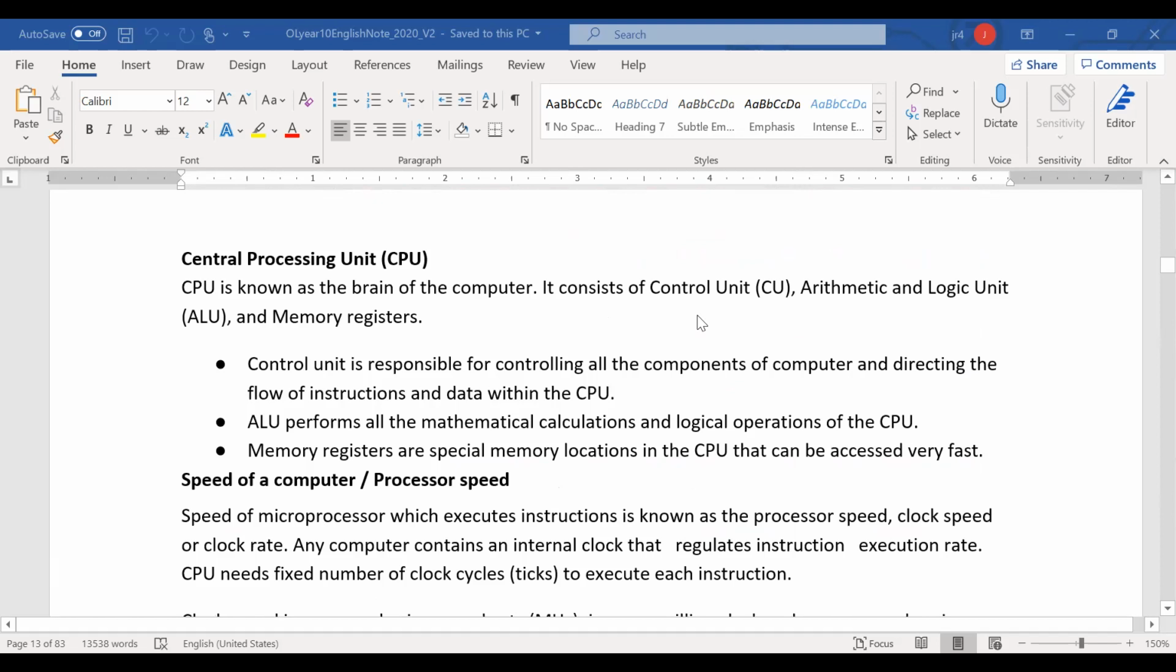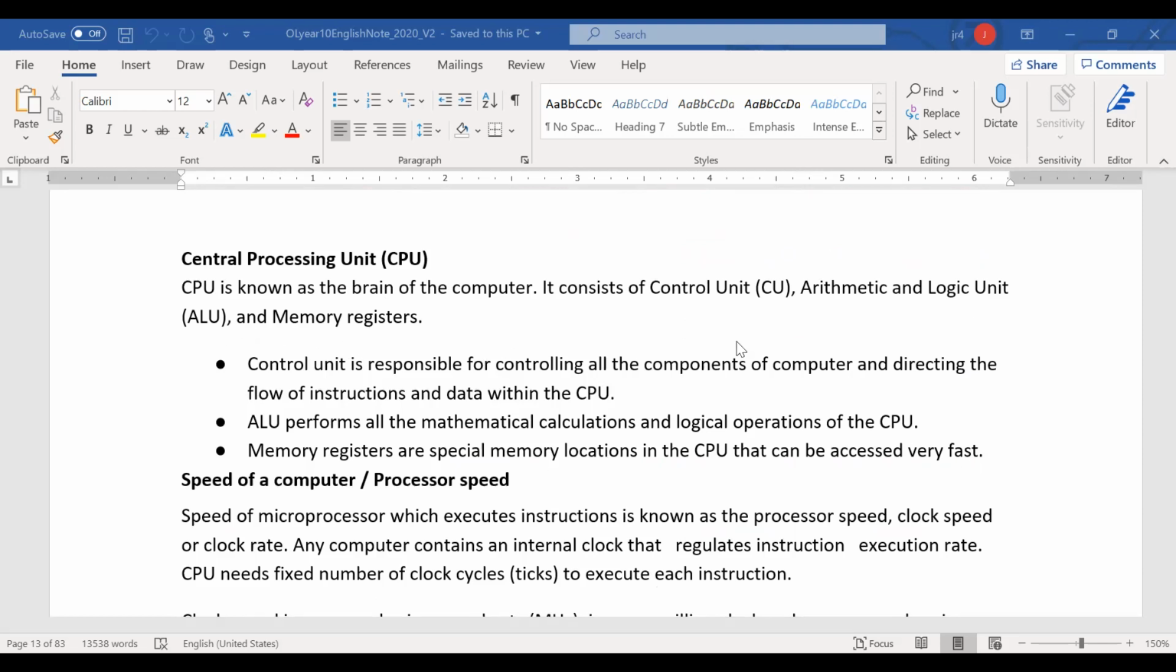Now we have completed discussing the input devices as well as output devices. The next thing we can look at is the central processing unit, or CPU, right? If you remember, we had three parts: the control unit, the arithmetic and logic unit, and the memory registers.